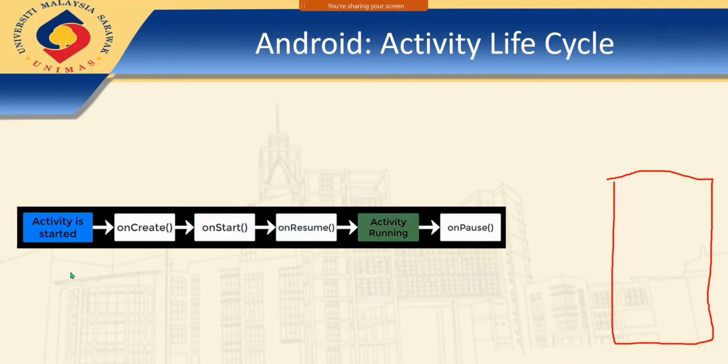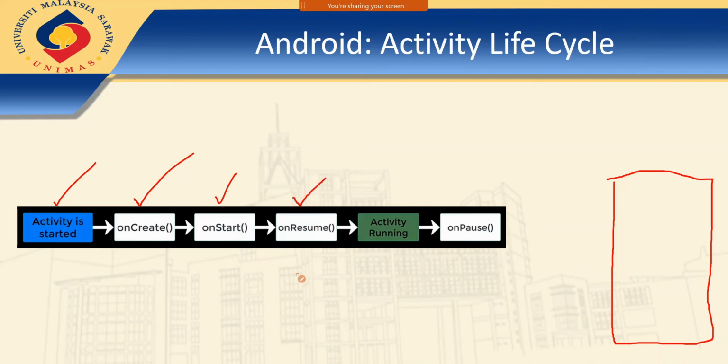Actually, when we start any application, it goes through these steps. When the activity is started, the onCreate function is called, and the activity is created. After that comes onStart, when the activity actually starts showing on the screen. When the interface is actually shown, at that time the onStart function is called. And if we click the back button, then the activity is resumed.